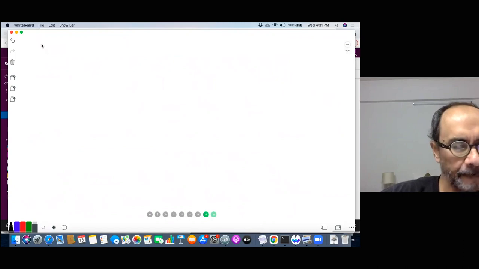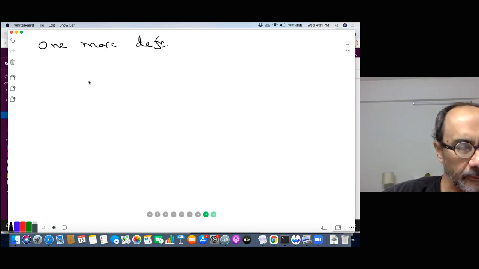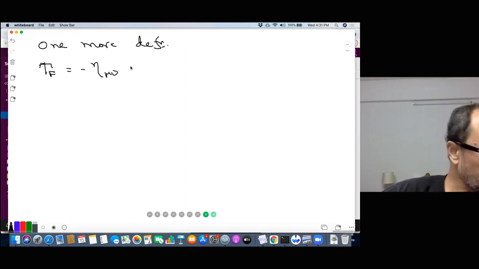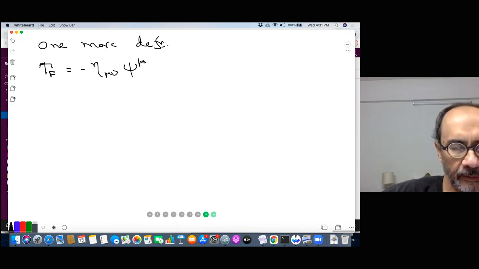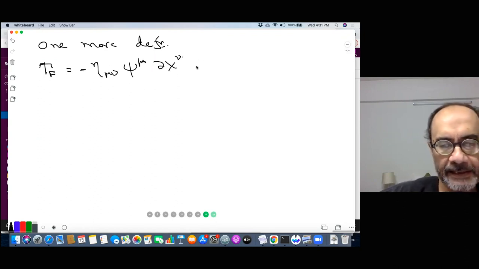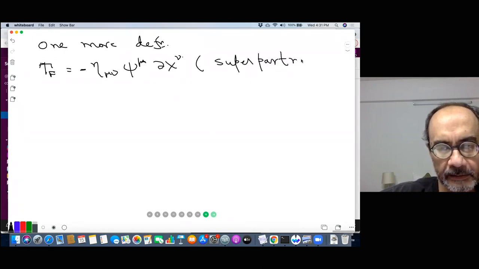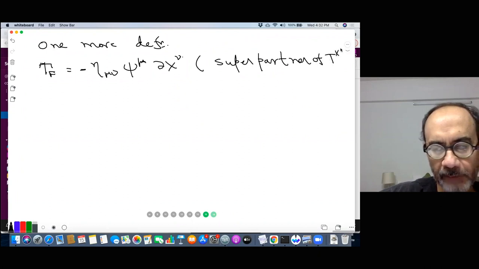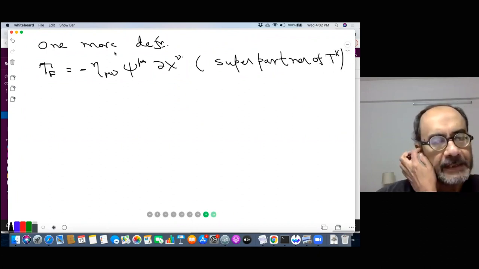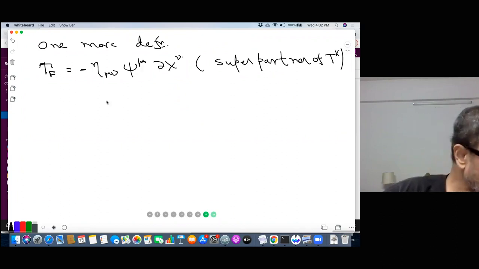So one more definition. We'll define TF. This is only in the matter sector, as minus eta mu nu psi mu del x nu. And the significance of this is that this is the super partner of Tx. If you make a worldsheet supersymmetric transformation of Tx, you get TF. And similarly, TF bar.